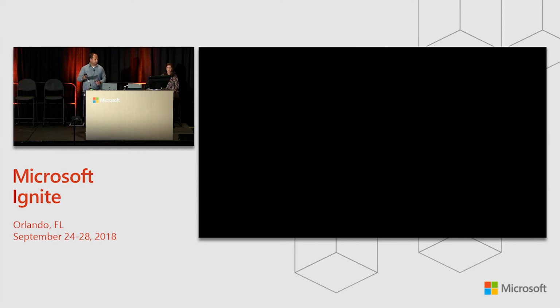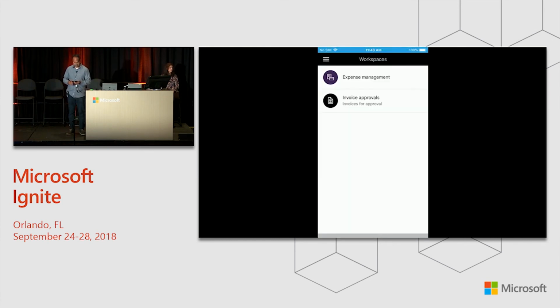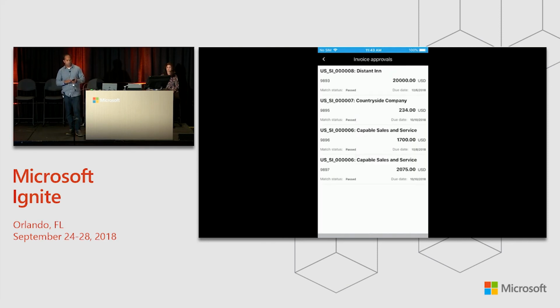To the right screen. Great. So we'll dive into the invoice approvals first. The vendor invoice approval app has been created for the AP managers to review and approve vendor invoices that have been submitted through the workflow and have been routed to them. Now, as I log into this app, you can see that I can see a list of vendor invoices that have been assigned to me for approval.